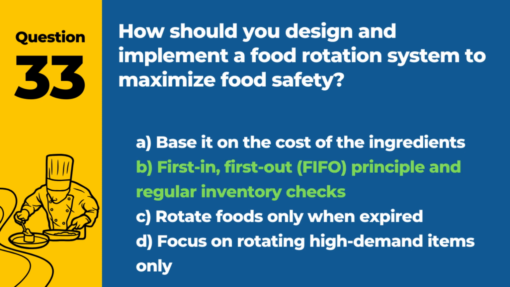Answer B. First in, first out, FIFO, principle and regular inventory checks. Designing and implementing a food rotation system should be based on the first in, first out, FIFO principle, ensuring that older stock is used first, combined with regular inventory checks to manage stock and reduce waste.